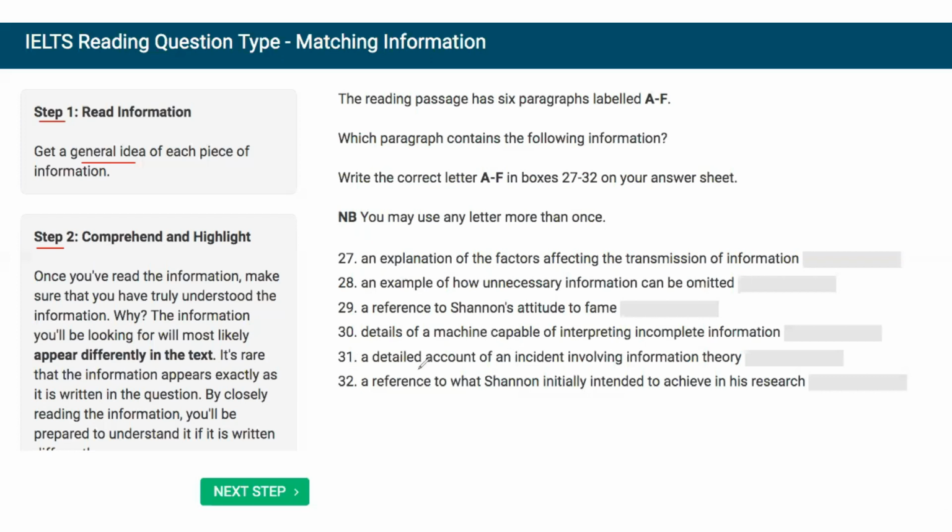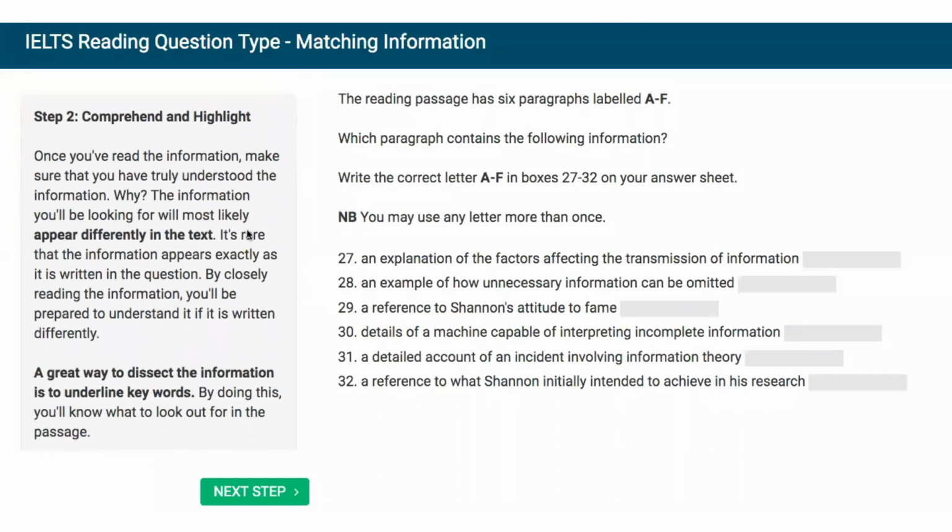Number 31, a detailed account of an incident involving information theory. And number 32, a reference to what Shannon initially intended to achieve in his research. Okay, so we know that Shannon is a man. So in general, we see that we're looking at something about information theory. We're looking at someone, Shannon, who has been important in information theory, and we'll have to look for explanations, examples, references, also details. Okay, now let's go ahead to step 2, and this will take some time.